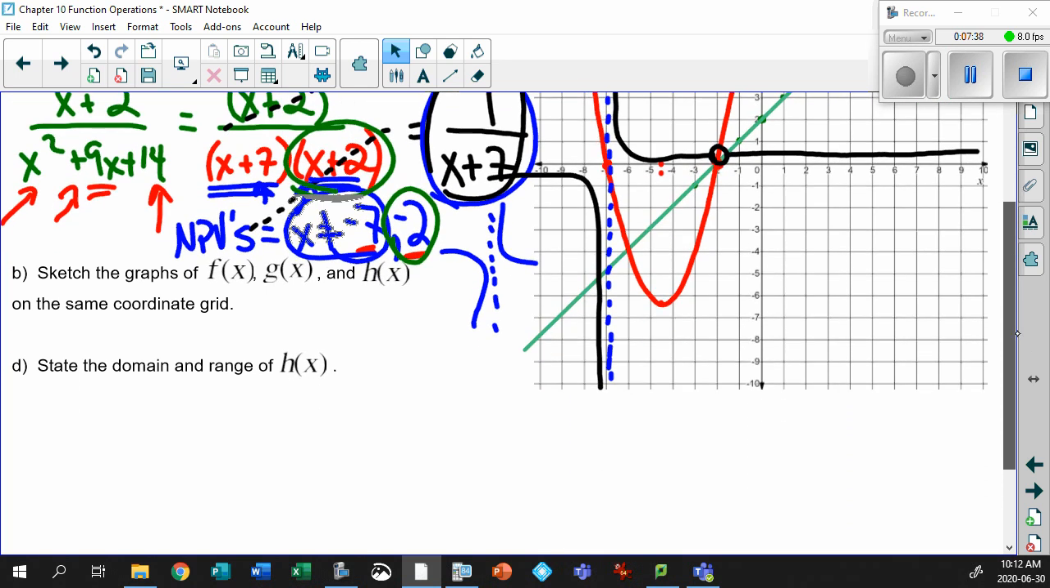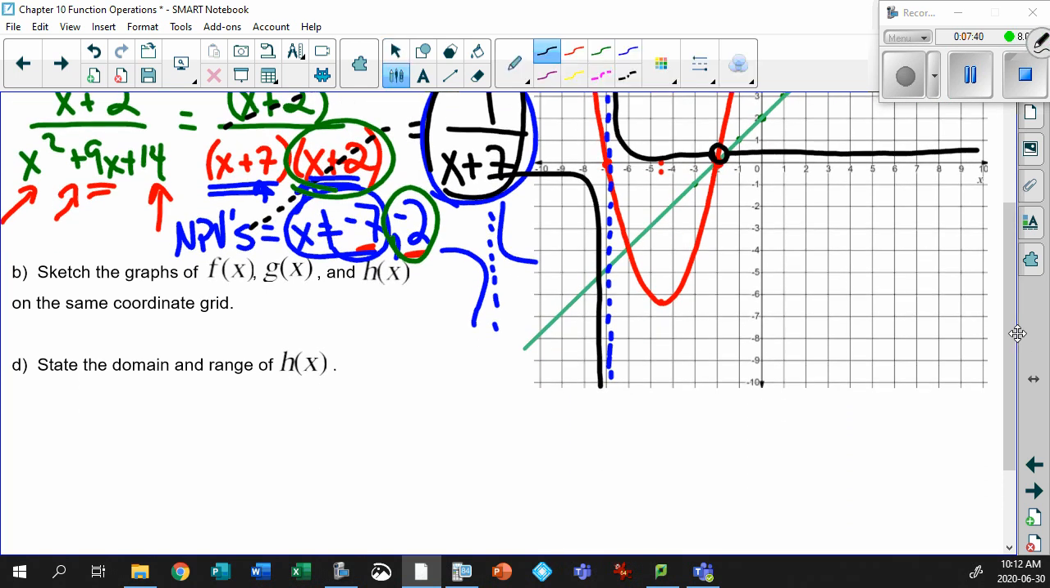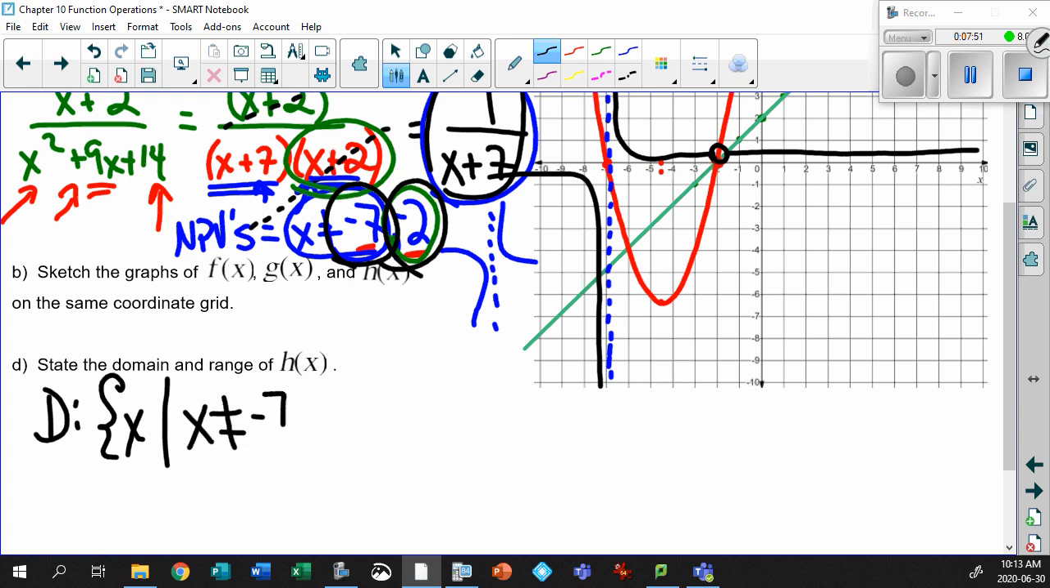Okay, so we sketch the graphs. There it is. State the domain. Real simple. All values of x such that, remember, x cannot be two things, and that was the minus 7 and the minus 2. So x cannot equal minus 7 or minus 2. Otherwise, x can be any number in the real numbers.